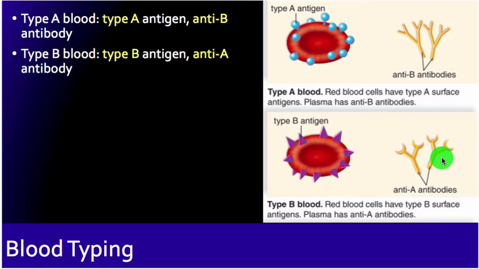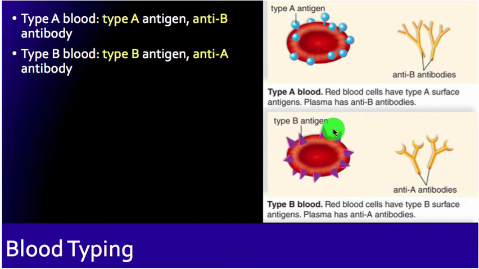Alright, so let's talk about some of these blood types then. What do these things actually have? Well, if you are type A, you have type A antigens and anti-B antibodies. So as a type A person, you don't have any anti-A antibodies. That would cause your own blood cells to stick together. But if you were to receive type B blood, you would have agglutination occur as they stick together by virtue of your anti-B antibodies. Down below, we see a type B blood.